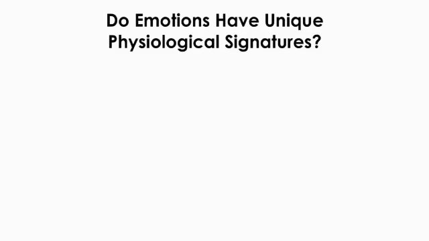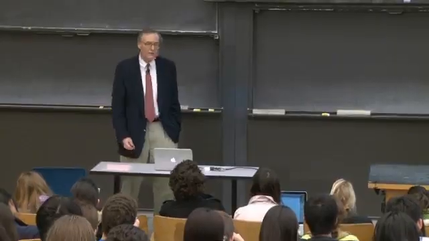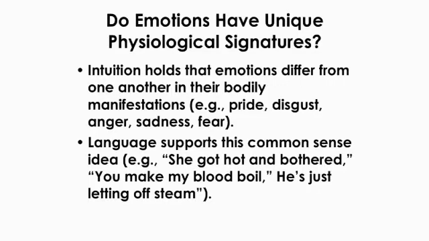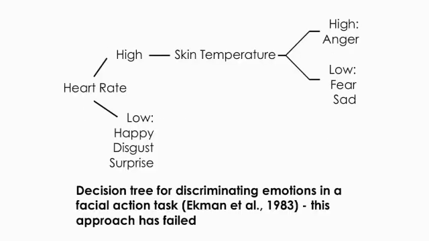And there was a lot of hope that this would work because intuitively, emotions differ from one another. Our body feels different as we go from one emotion to another. And we use language like, she got hot and bothered, you make my blood boil, he's just letting off steam. All these are different physiologies that go with different feelings. And so people hoped they could make decision trees like this. Let's measure your heart rate, high or low. Well, if it's high, then we get your skin temperature, and then we can tell if you're angry or afraid or sad.